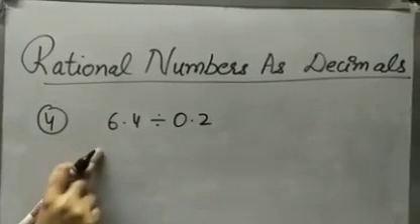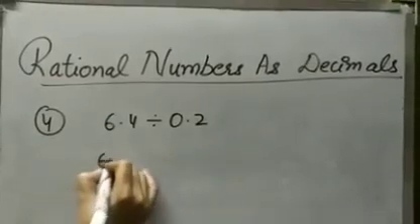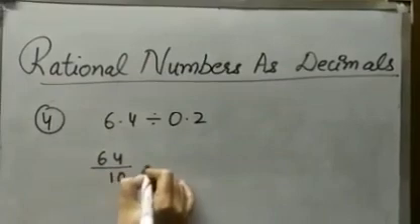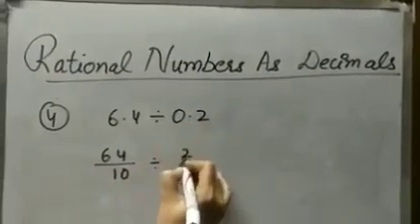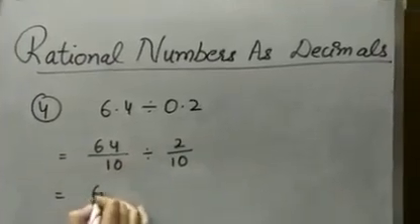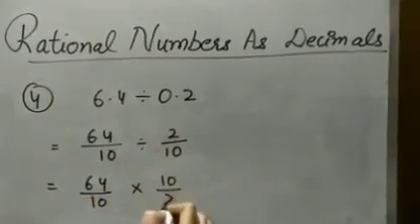Now in this example we will learn how to divide the decimal numbers. There is one method: remove the decimal. How many digits? 1, 10. Again, how many digits? Only 1. So we are having 10 as the denominator. Now change this division sign into multiplication by taking the reciprocal of the second term, 10 by 2.